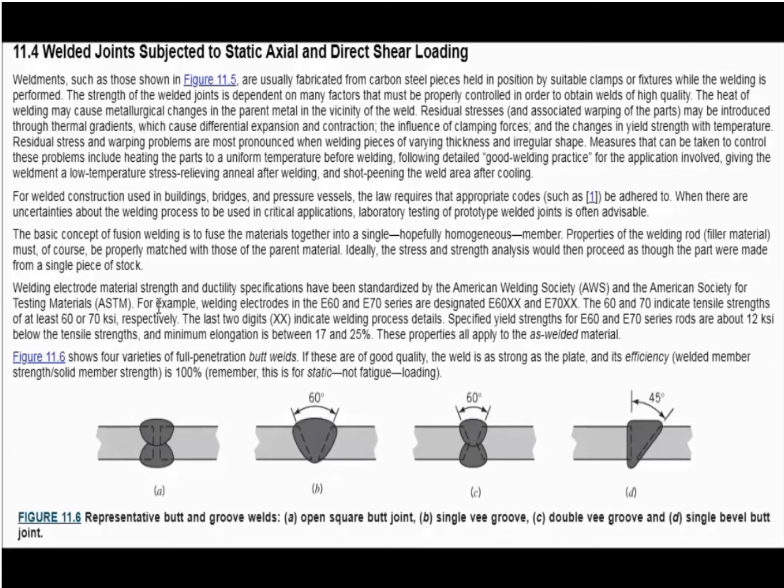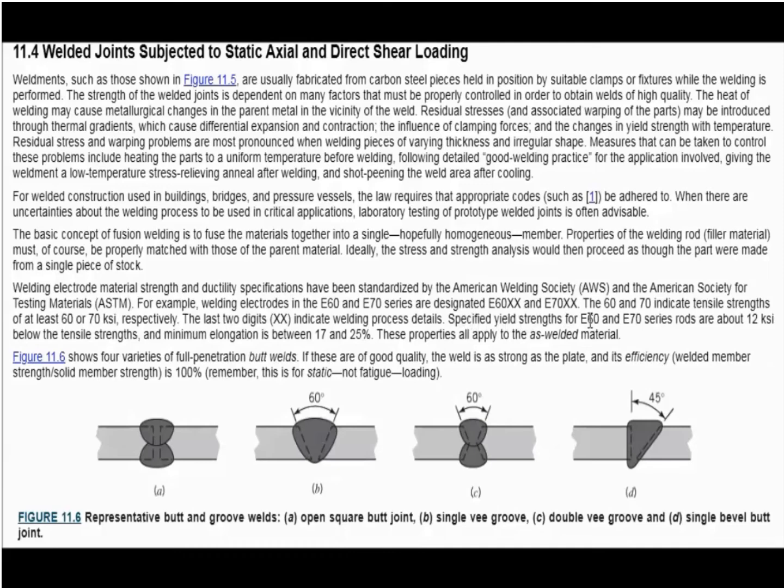Now for us specifically, for example, welding electrodes that we're looking at in our problem here in the E60 and E70 series, where we're looking at the E70 series, are designated E60XX and E70XX. Now, the 60 and the 70 indicate tensile strengths of at least 60 or 70 KSI, respectively. So we're looking at tensile strength here of 70 KSI. Now, the last two digits indicate the welding process details, not necessary for our specific problem right now.